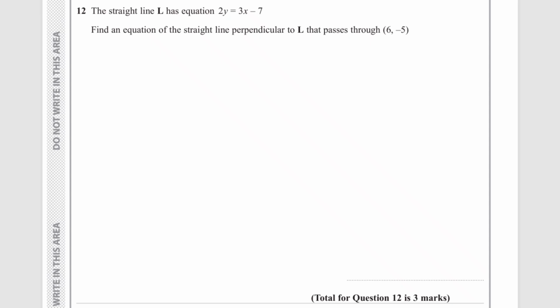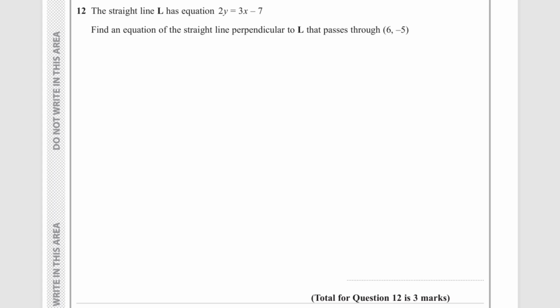Hey everyone, so today we're going to be covering a past paper question where we have to find a perpendicular line when we're given the details of a straight line. So question 12 says that the straight line L has equation 2y = 3x - 7. Find an equation of the straight line perpendicular to L that passes through (6, -5). 6 and -5 are just x and y values, and that is the question. So where do we go from here?